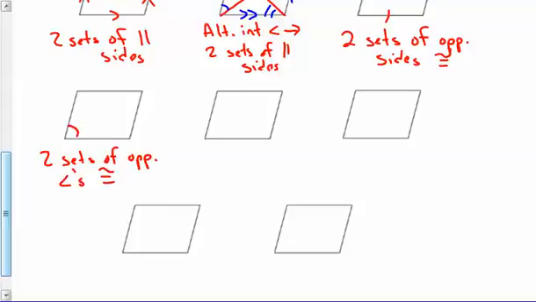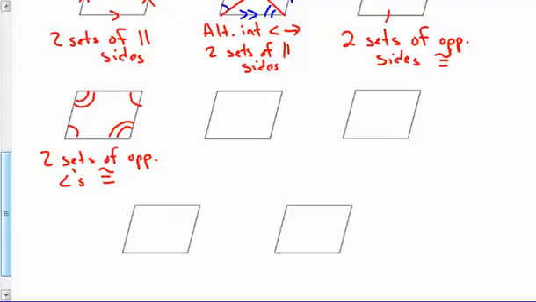Method 3 would be prove 2 sets of opposite angles congruent. So if this angle was a given value and the opposite angle was the same given value, then that would be opposite. But that wouldn't be enough. You would also have to prove that this angle and this angle are also congruent to each other. These 2 angles have to be congruent with the first 2 sets. And that would be method 3.